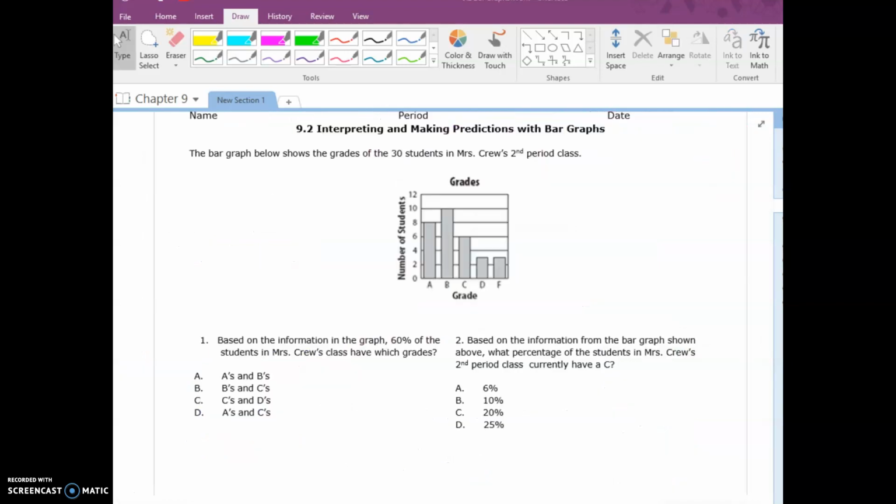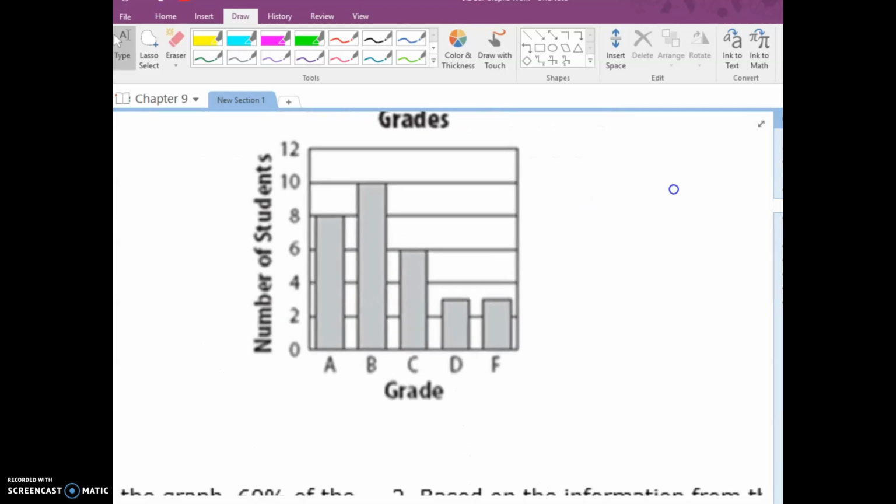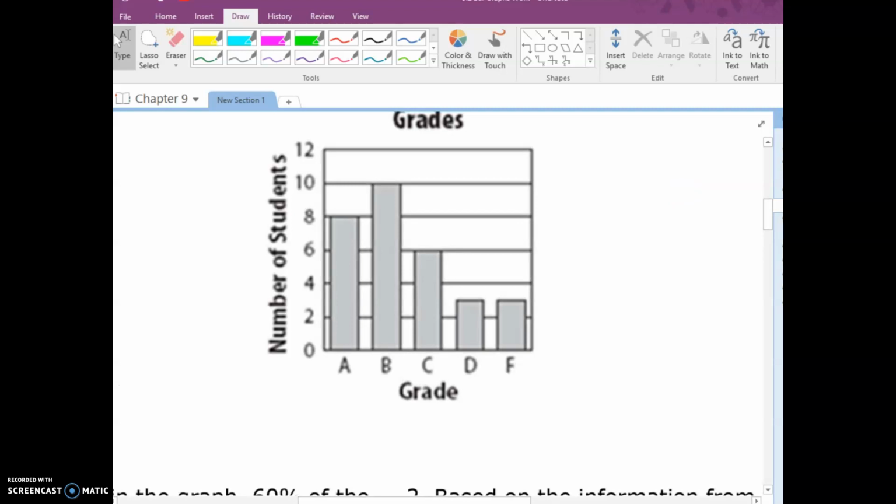Okay. So we finished the note part. So let's look at a couple questions from the homework or from just some extra work. So the bar graph below shows the grades of 30 students in Mrs. Crew's second period class. So here's my total. Okay. And let's look at the graph before we look at number 1 and 2. So even on these types of questions, I want to put the total above each bar graph, so that way it's easier for me to answer questions, especially multiple questions.